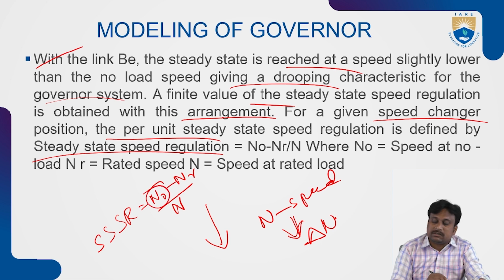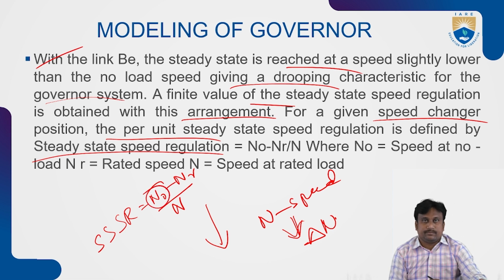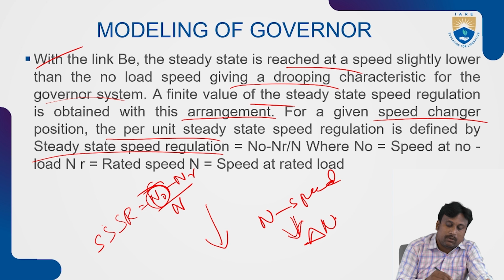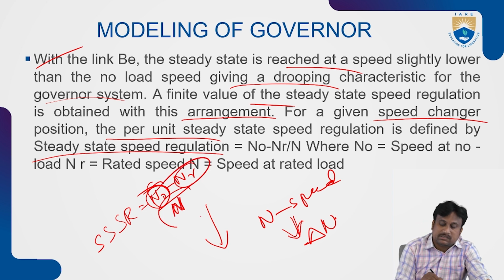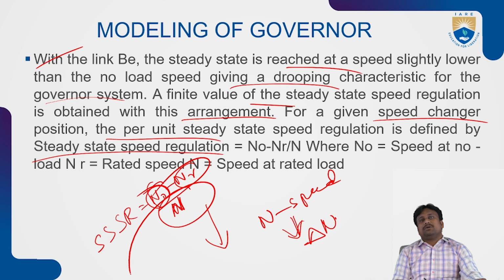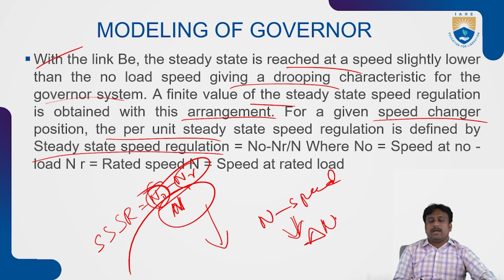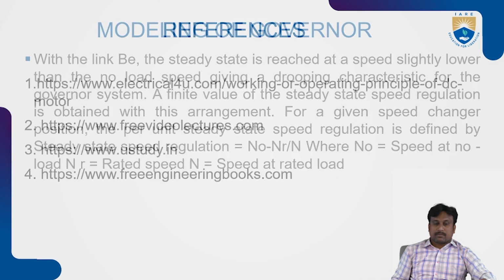Here N0 is the speed at no load, NR is the rated speed, and capital N is the speed at rated load. These are the observations we made while considering the speed change or action.